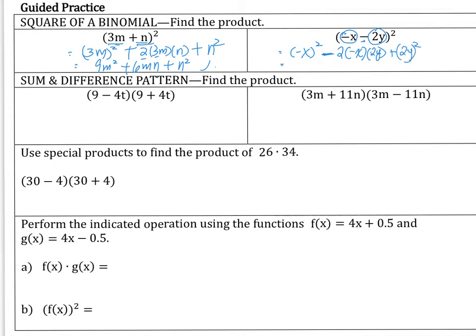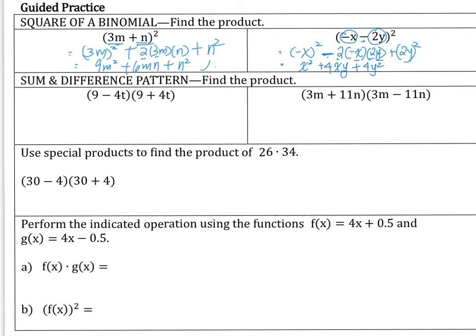And then I'm going to further simplify this to be x squared plus, because negative makes positive, and then 2 times 2 makes 4xy here, and then (2y) squared makes 4y squared.